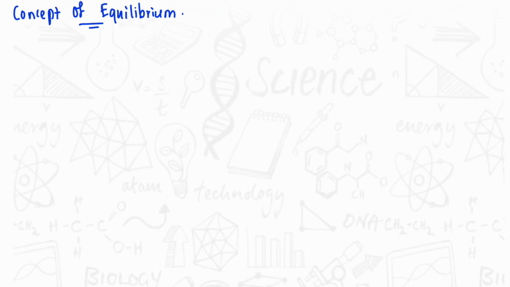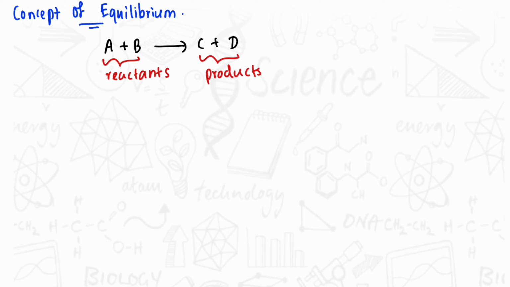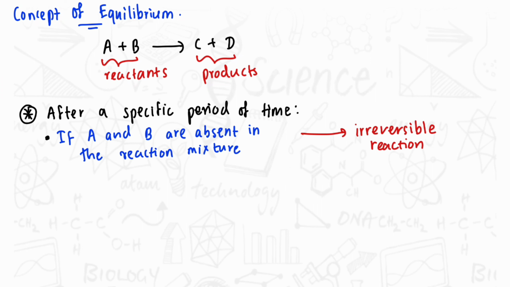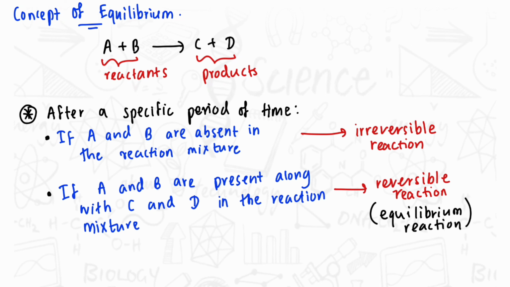The concept of equilibrium. Now let's say we have a reaction, A plus B will give us C plus D. Here A and B are known as the reactants and C and D are the products. After a specific time period, if A and B are absent in the reaction mixture, it is known as an irreversible reaction. If A and B are present along with C and D in the reaction mixture, it is known as a reversible reaction, or we call it an equilibrium reaction.